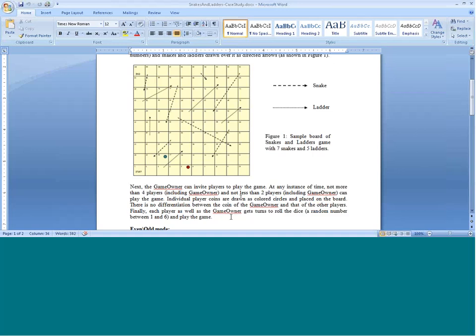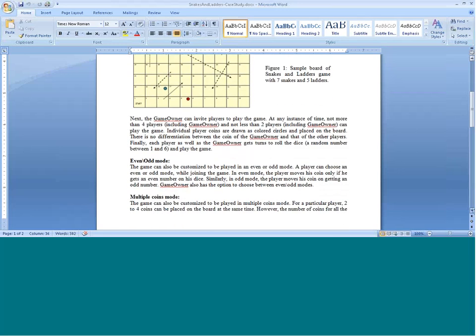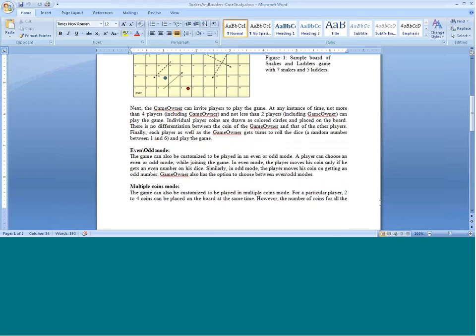The reason I'm trying to read this elaborate case study is that you will get case studies like this, right? But if you read this case study, it's giving you so many implementation details that it becomes difficult to extract the use cases and the actors from such a detailed case study which has so much focus on the implementation aspect, right? Now it says that this game can be played in multiple modes. There can be an even odd mode, multiple coin mode, or a hybrid mode, right?